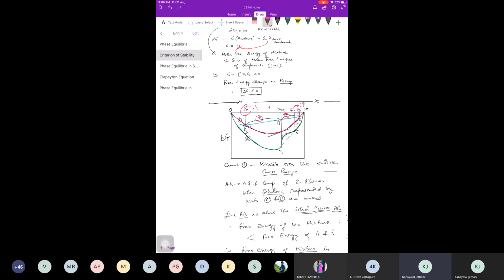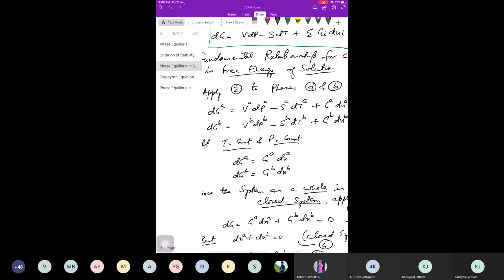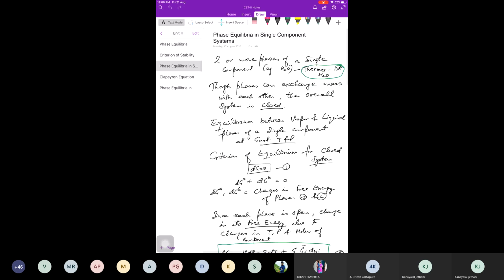So if it is understood, now let us move to the next part. Stability देख लिया हमने. We have seen equilibrium also. Now let us see how do we actually apply. Now let's move to phase equilibrium in single component systems.